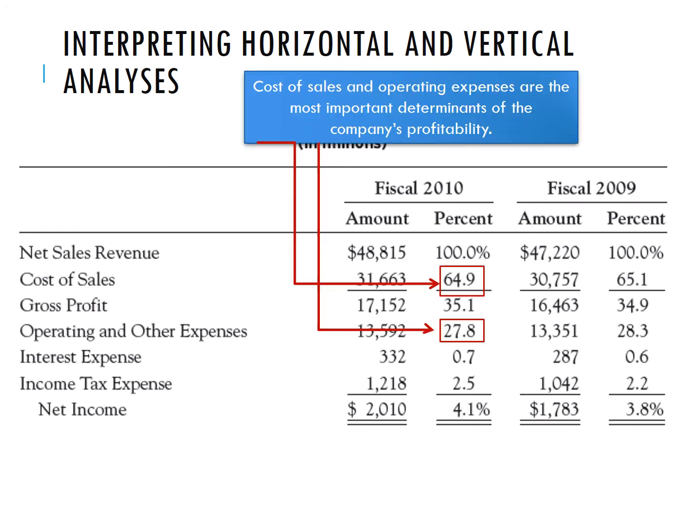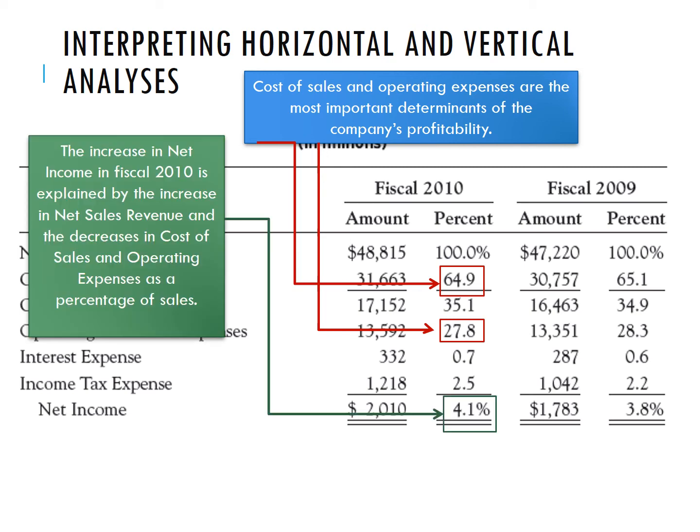So again, cost of sales and operating expenses are the most important determinants of a company's profitability. Here we have cost of sales at 64.9% for fiscal year 2010, and other and operating expenses at 27.8% of net sales revenue. When you look at this, the increase in net income in fiscal year 2010 is explained by the increase in net sales revenue and the decrease in cost of sales and operating expenses as a percentage of sales.